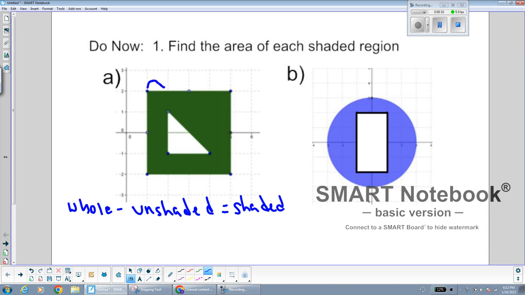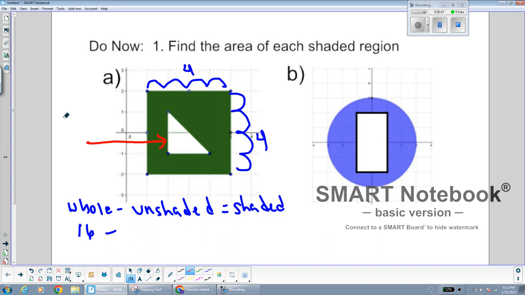So this is 1, 2, 3, 4 by 1, 2, 3, 4, 4 by 4. So the area of the whole is length times width, that's 16, minus the area of the unshaded part. The unshaded part is a triangle, and the area of a triangle is equal to 1/2 base times height. Since this is a right triangle, it's really easy to see that the base and the height are the legs of the right triangle.